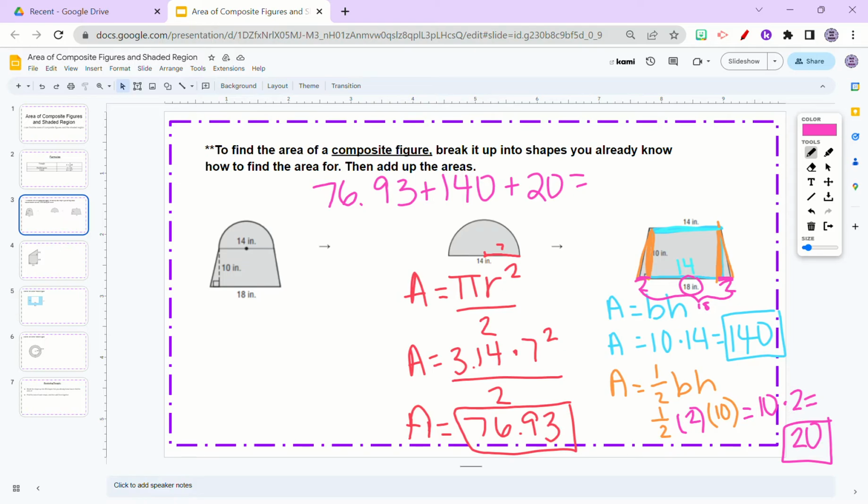76.93 plus 140 plus 20, and you end up getting 236.93. And this is inches squared, because anytime we're talking about the area, we use the label inches squared.